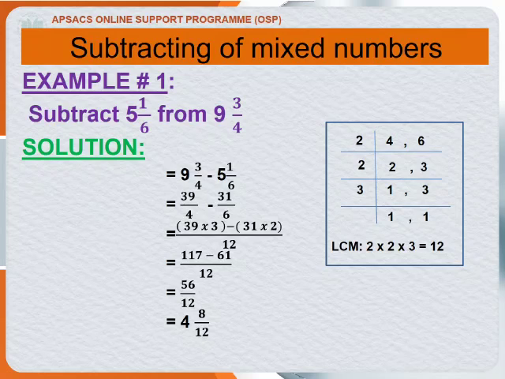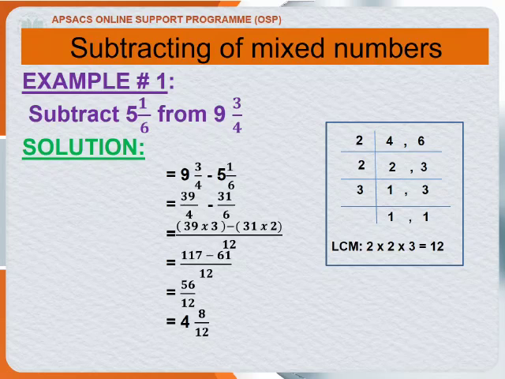2 2s are 4 and 2 3s are 6. Then again take the table of 2. 2 1s are 2 and 3 remains the same. Then take the table of 3. 1 remains the same. 3 1s are 3. 2 multiplied by 3 equals 12. How? 2 2s are 4, 4 3s are 12. So the LCM is 12.